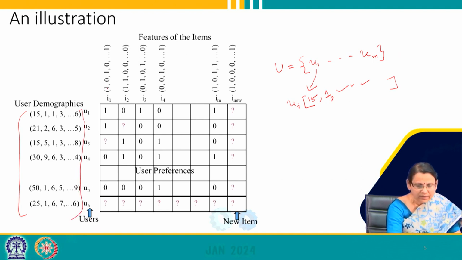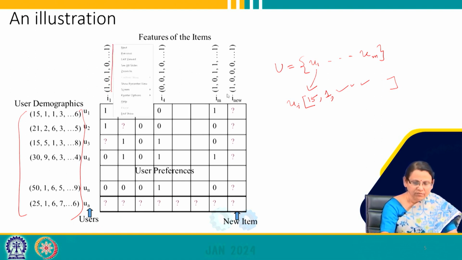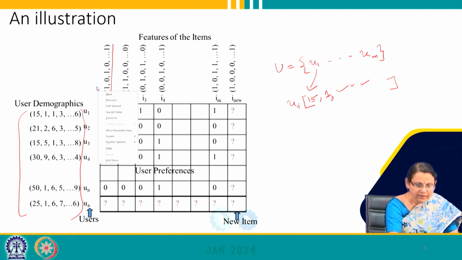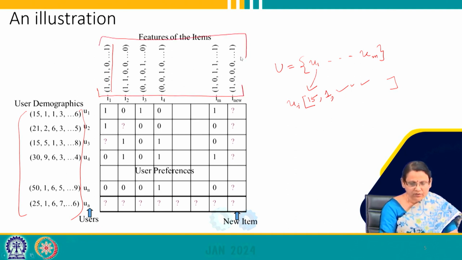Similarly, we have the items. Here each item I is represented by a set of zeros and ones, which indicates presence or absence of certain features, and this again makes one matrix. So, this item, let us say Ij, consists of certain zeros, ones, zeros and so on.